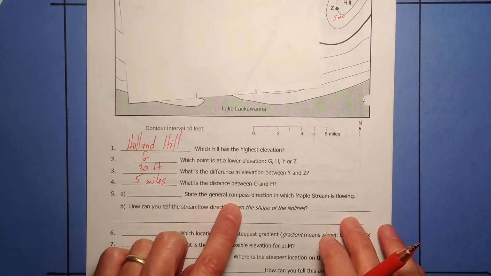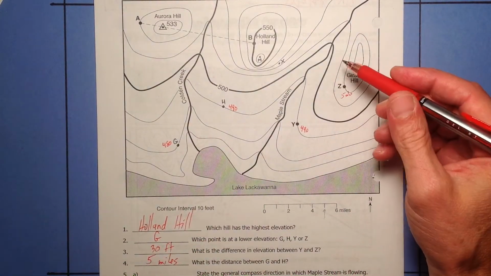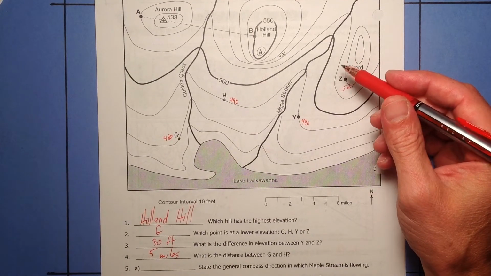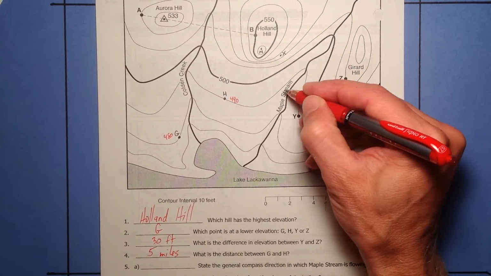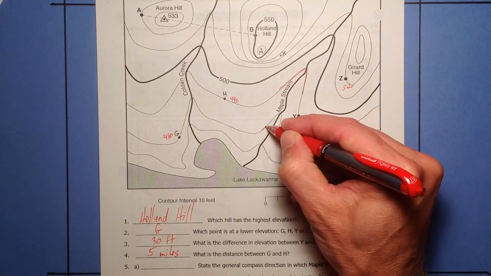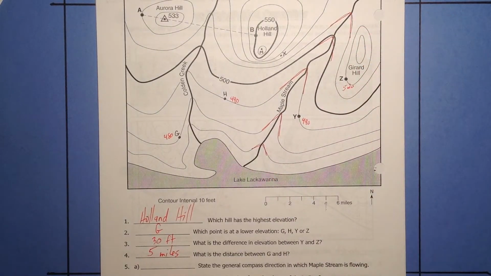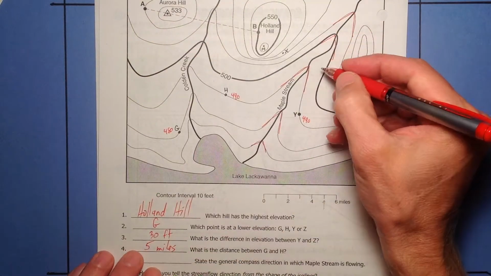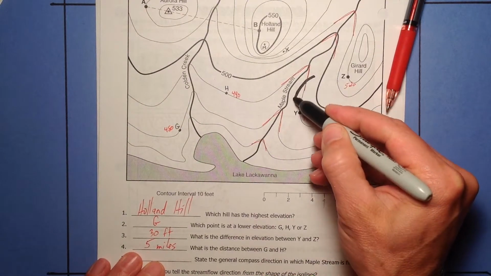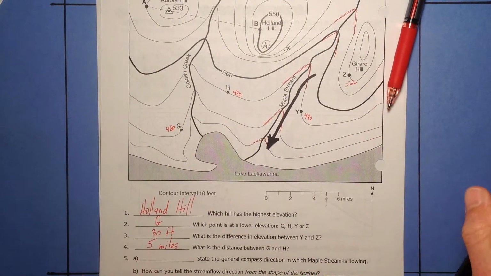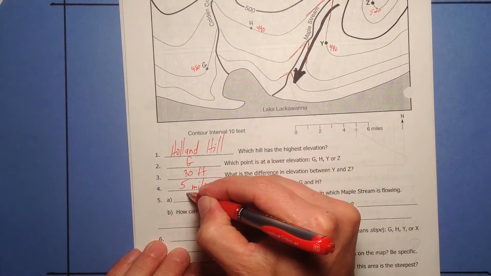Question 5 says, state the general compass direction in which Maple Stream is flowing. Okay. You could do it by elevation, knowing that this is going downhill. But you could tell because the contour lines form these V shapes here, here, here, and you've probably seen this a bunch of times already. They point uphill or upstream. That's uphill. The river is flowing this way, so I'm going to really draw it on there with a marker so everyone can really see it. It is flowing that way. You need to know that. We'll call that towards the southwest.